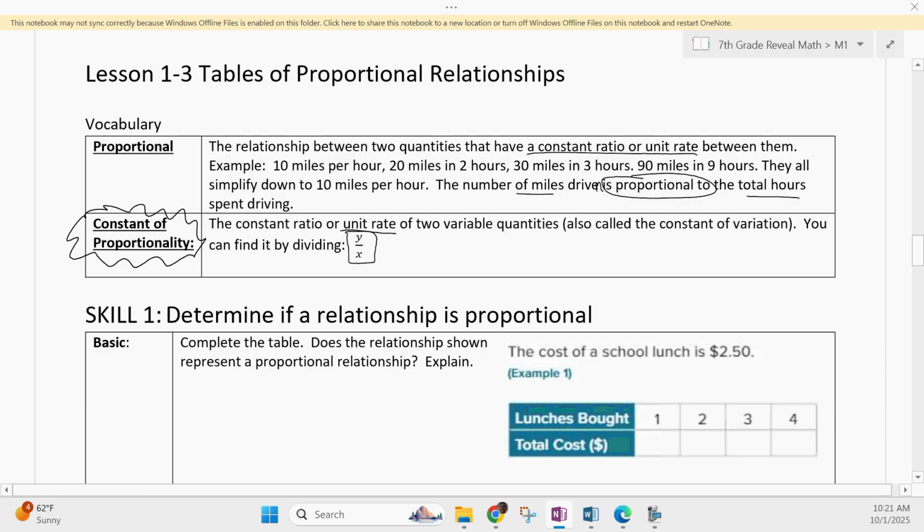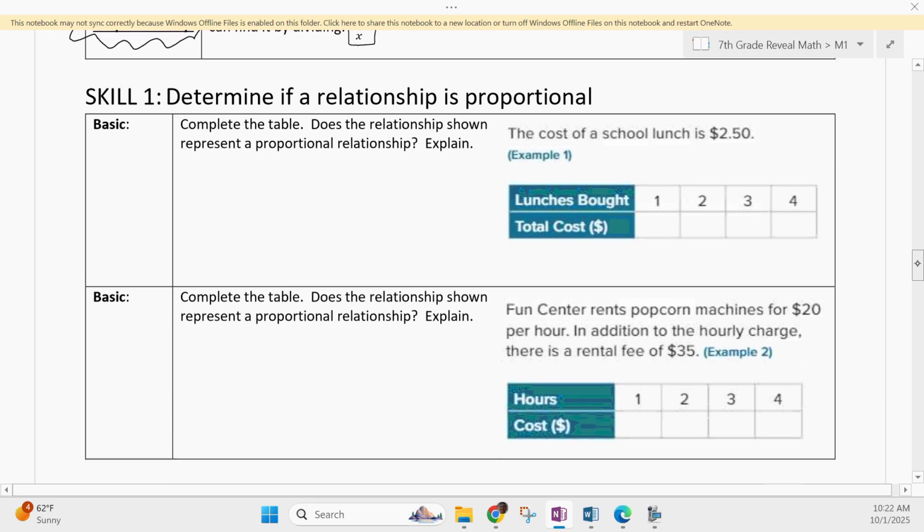But this is where we get confused sometimes. It says Y over X, and we're like, what? All it's saying is the one variable divided by the other variable gives us the constant of proportionality, which all we've been doing the whole time is finding unit rates by dividing. So this is just a really simplified version of it, Y over X. All right, so just one of the numbers divided by the other number, that gives us our constant of proportionality. So let's jump right in here.